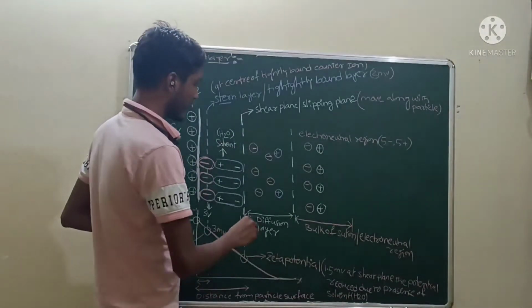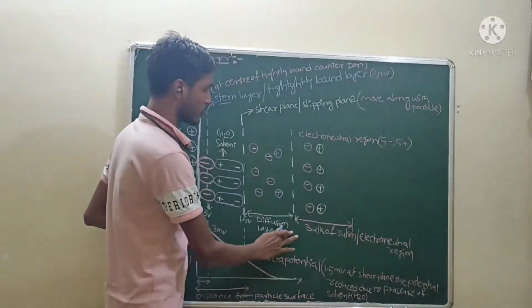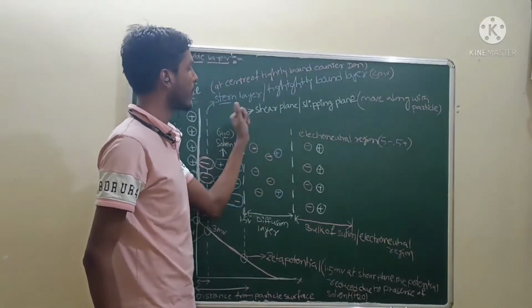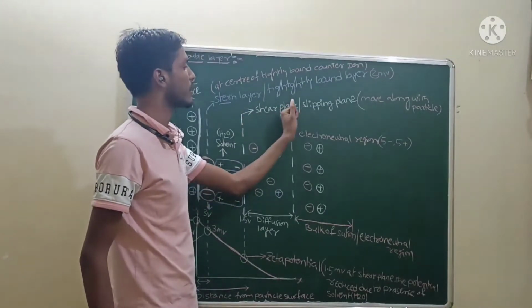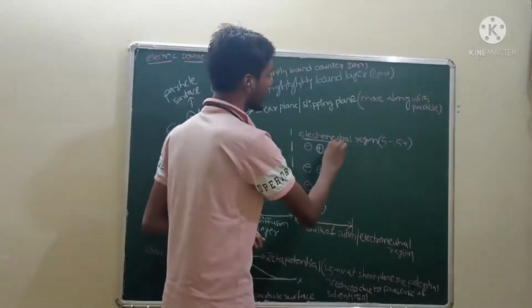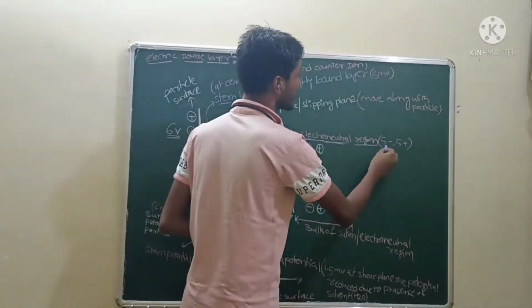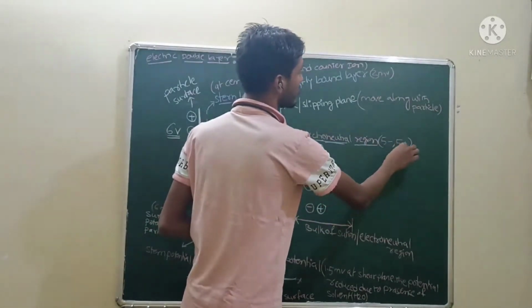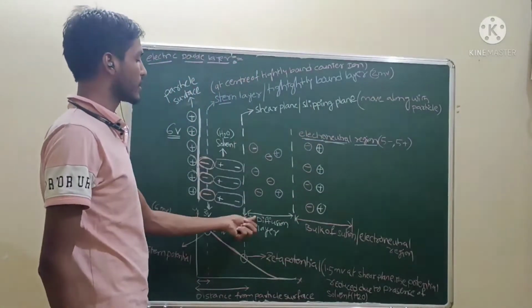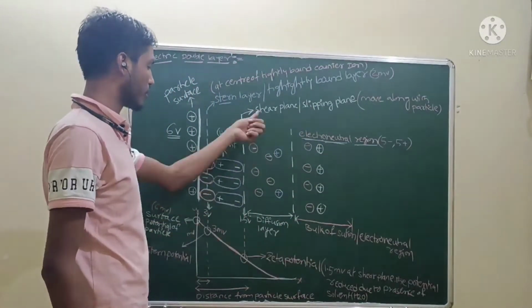So this is completed. Next, the diffusion layer. The diffusion layer is present apart from the shear plane or slipping plane. Next is the bulk of solution. In the bulk of solution there is an electrically neutral region, meaning 5 positive ions and 5 negative ions are there. This is the electrically neutral region. Somewhat negatively charged ions, or counter ions, are there.